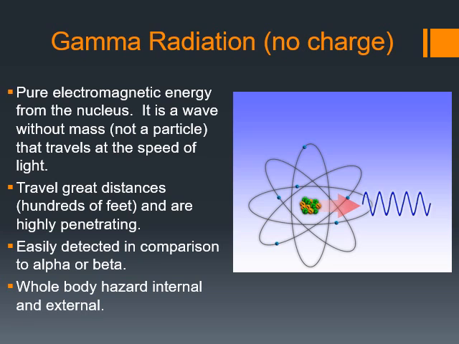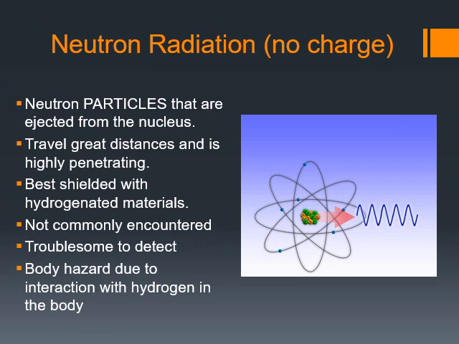Gamma radiation has no charge. It's just pure electromagnetic energy, and it travels at the speed of light. It's highly penetrating. It's a whole body hazard, external and internal, but the good news is we can easily detect it. Neutron radiation is not commonly encountered, but it is something we do have to briefly discuss. It can also travel great distances, but it's very hard to detect because it is neutral. It has no charge.